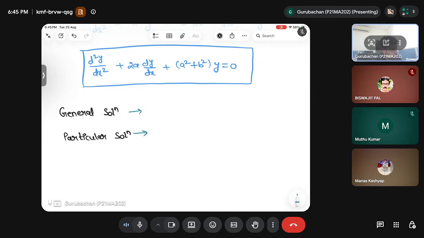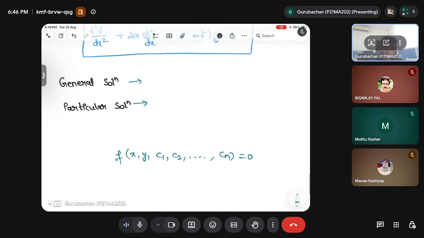For example, suppose this is your solution for a differential equation, with C1, C2, and so on, and I'm giving the value of Cn to be 1. Will it be a general solution or a particular solution? Anyone? See, it will be a particular solution. So let me mention how.